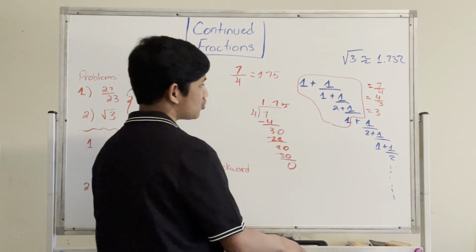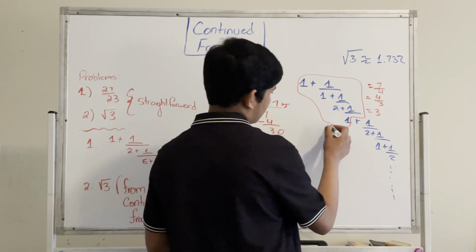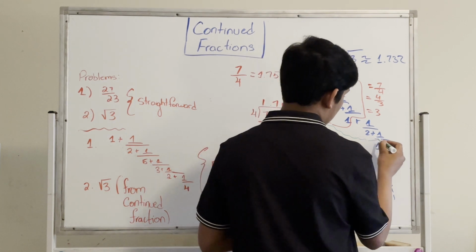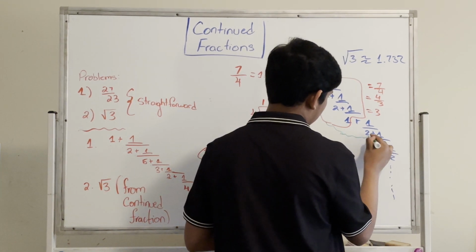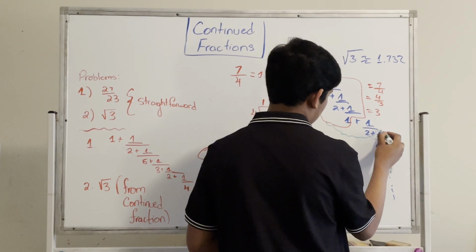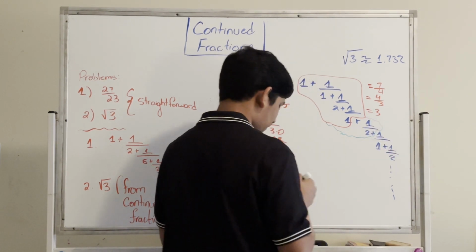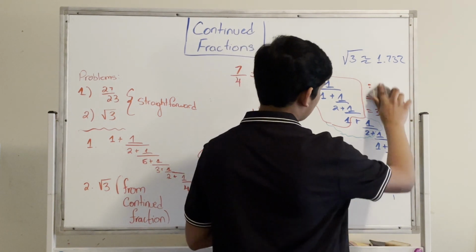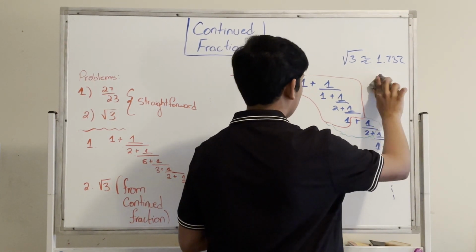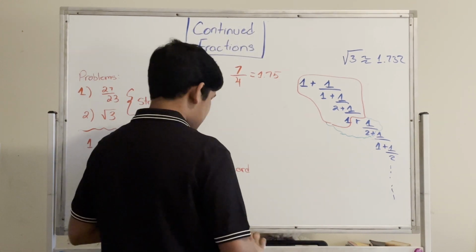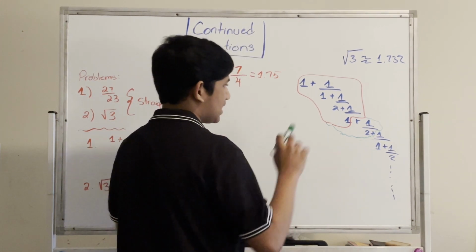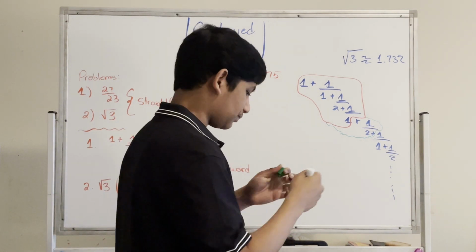So let's extend our boundary to this position. Okay. So our first approximation is 7/4. Now let's continue with our second approximation by essentially reverse engineering this.